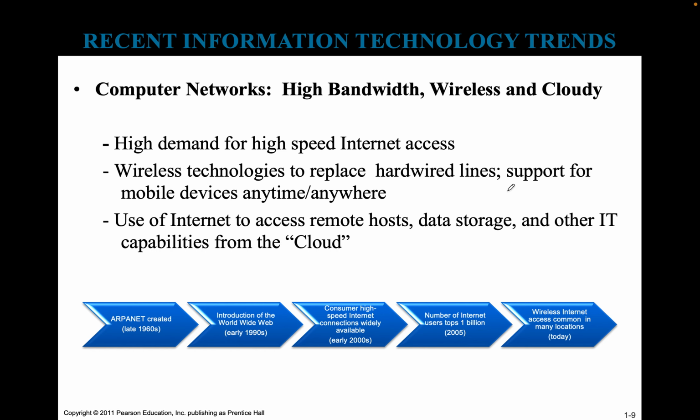Is that okay? So now let's take a look at the computer network. It should have high demand for high-speed internet access. Because your network has high bandwidth, it should have high demand for high-speed internet access, and should be wireless. You should use wireless technology to replace wired lines, because if your office has multiple floors, you can go to any floor and do your work.